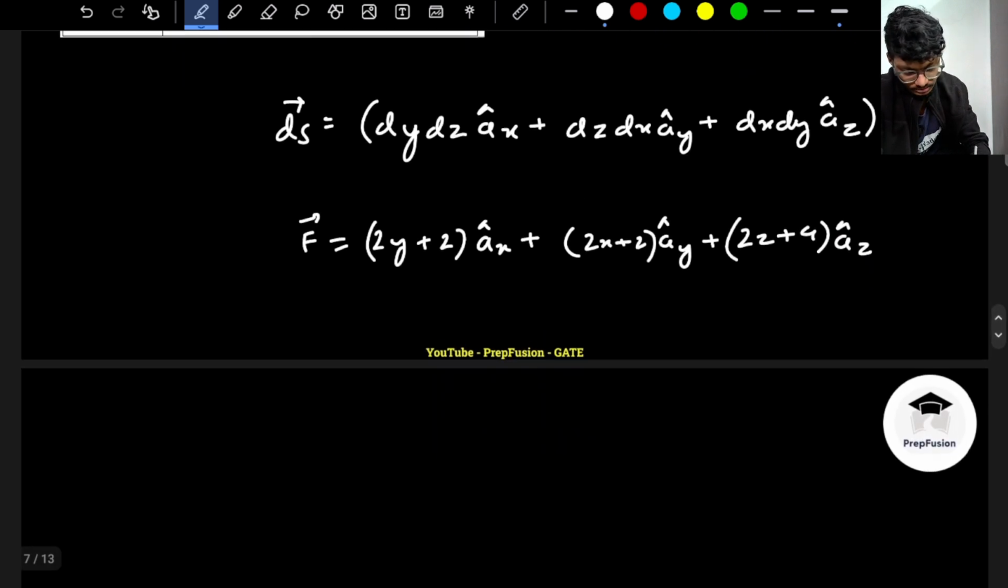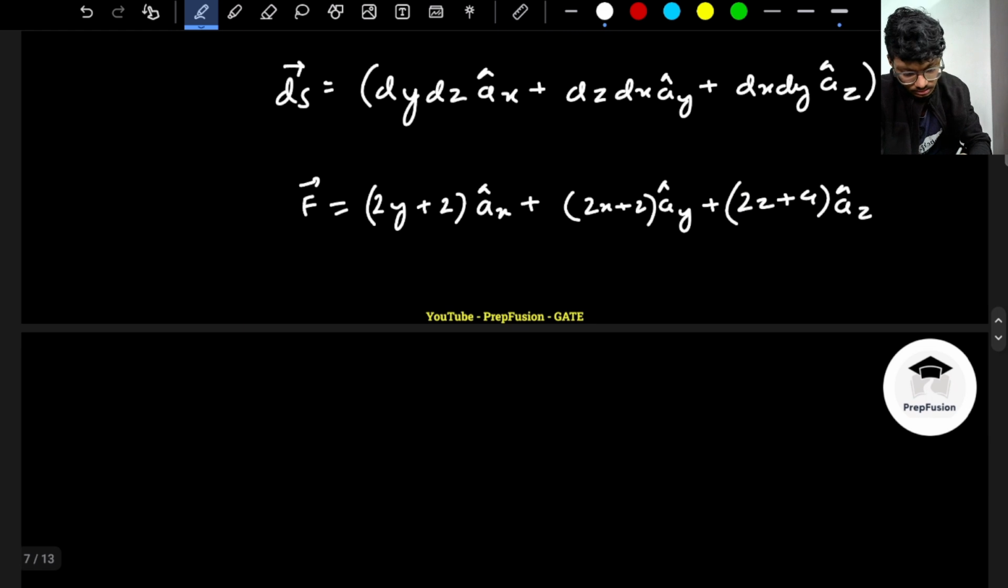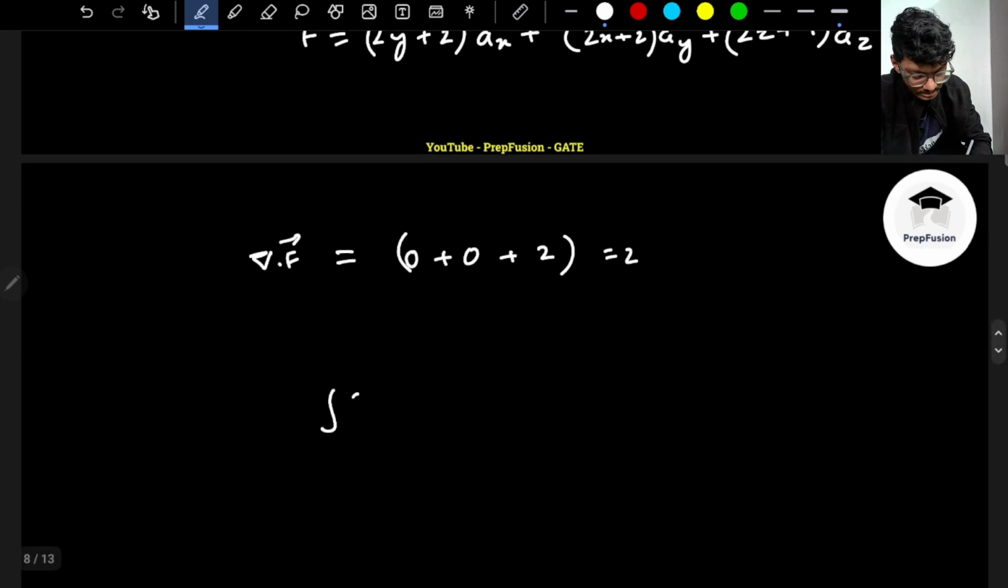Now I have to find out the divergence of this. If we find the divergence, it will be 0 plus 0 plus 2. So the divergence will be 2. Simply, the answer will be the integration of 2 dV, so this will be 2 times the volume.